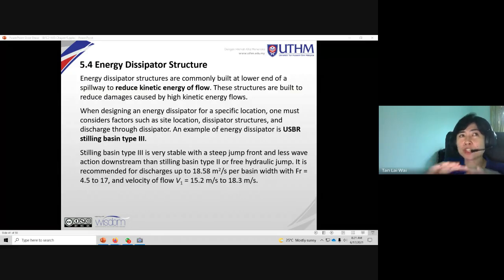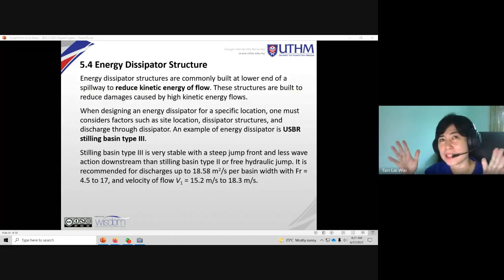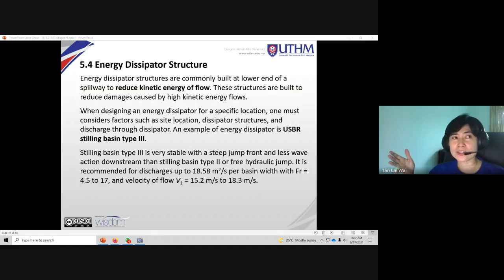Therefore, we need to build a stilling basin. The name stilling basin means we want to make the water flow become still, to reduce the energy. So we have this stilling basin structure at the toe of the spillway. Its purpose is to reduce the kinetic energy of the flow, as well as to reduce or avoid erosion, basically.